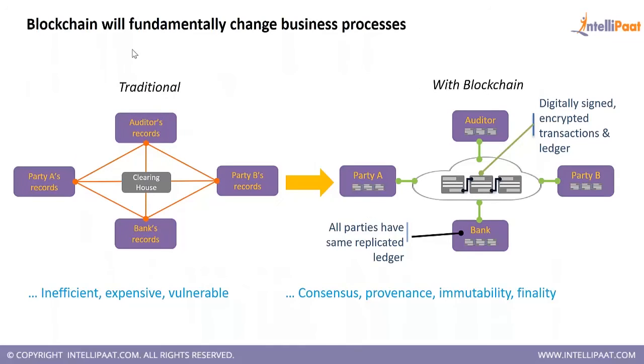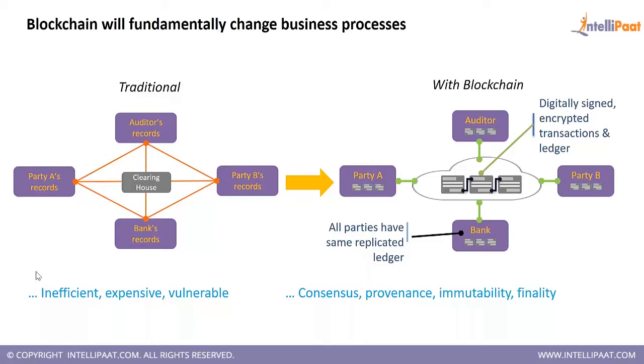How will blockchain fundamentally change business processes? What is the traditional process of traditional business? We have a clearing house, an intermediate party who helps different parties operate and exchange assets using this clearing house. Today that's how we typically operate in any business scenario. We have intermediate third parties helping with the exchange of assets in a given scenario today.